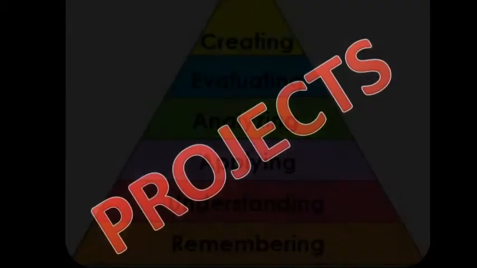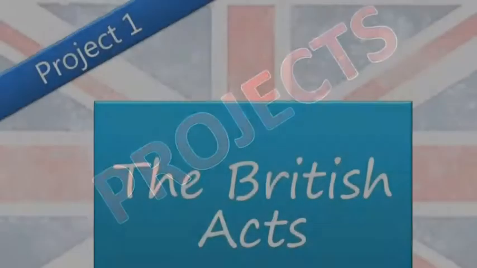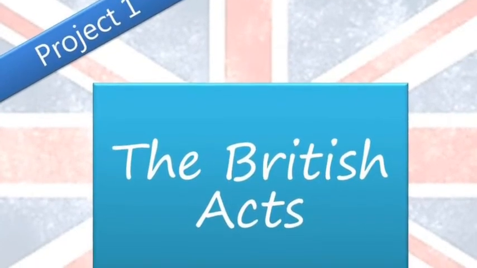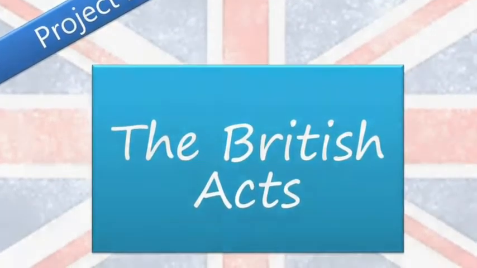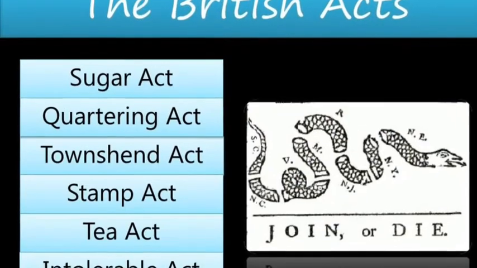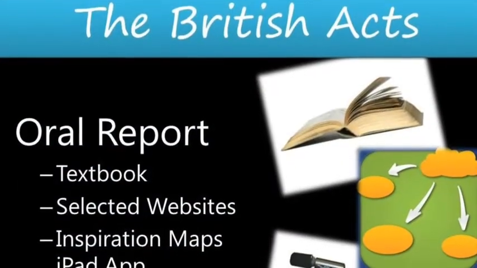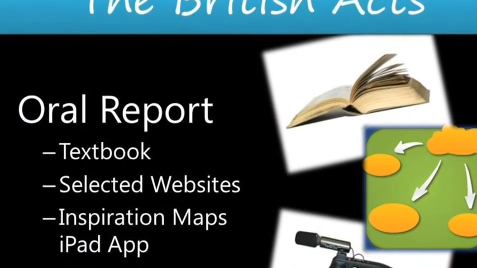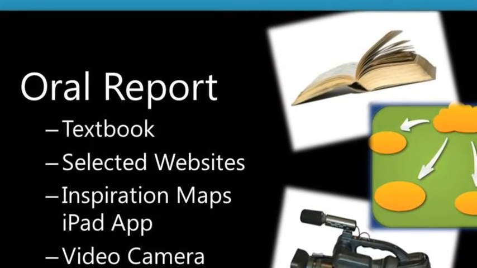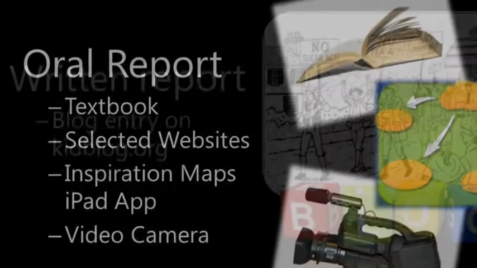To give you an idea of what the students will be learning, let's take a quick look at the projects. Project 1 requires students to work in groups in order to give a report and make a poster about the British Acts. Each group will be assigned the task of becoming an expert on one of the 6 chosen British Acts. They will research their act, create a graphic organizer with important facts on their iPad using inspiration maps, and then report and film what they have learned.